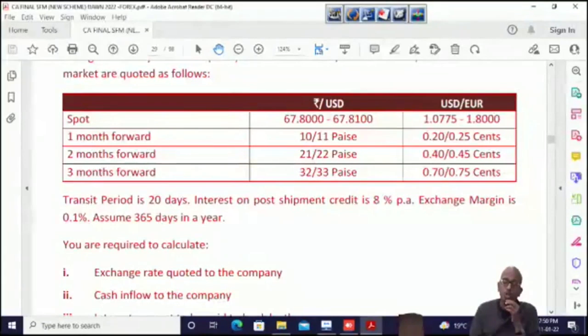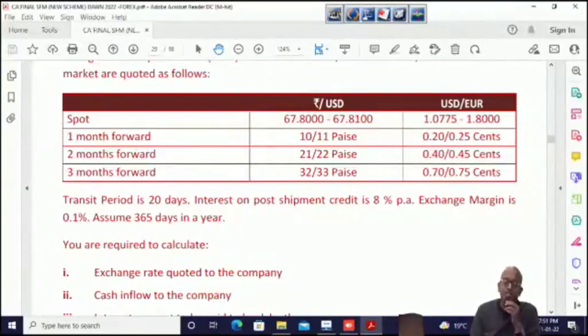When we see the USD per euro rate, we have 1.0775, and why did I do minus? It will be plus now. I'm sorry, I said minus. It is 67.8 plus 0.21, or plus 0.0021. Logically, it should be plus 0.21. And over here we have 4 decimal places, so 1.0775 should be plus 0.0040.